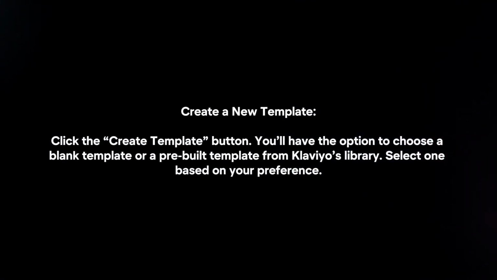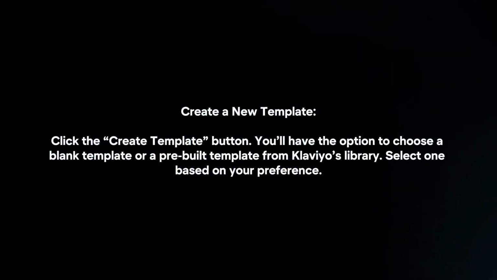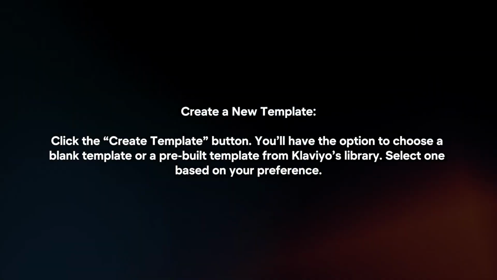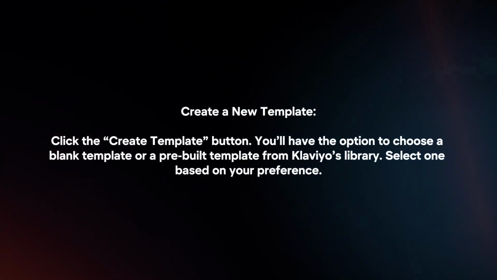Create a new template. Click the Create Template button. You will have the option to choose a blank template or a pre-built template from Klaviyo's library. Select one based on your preference.